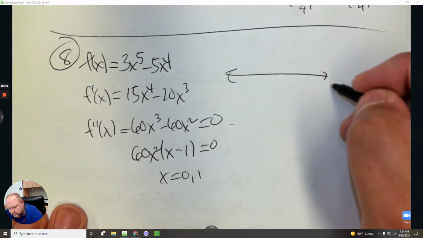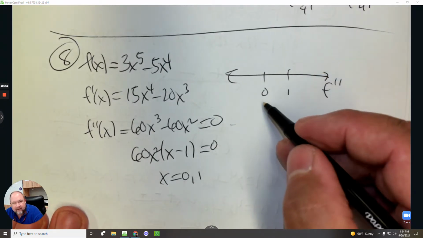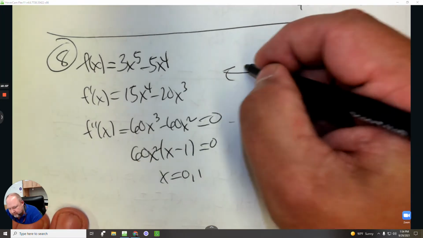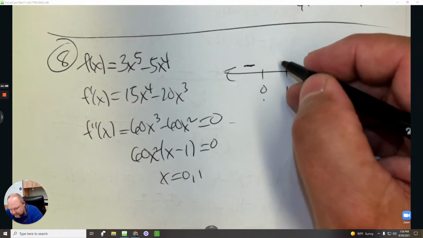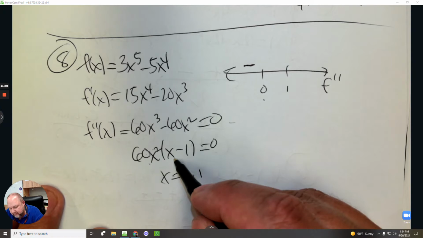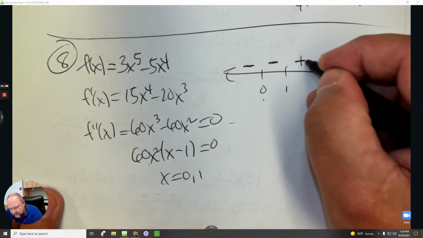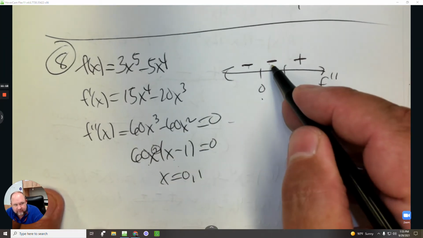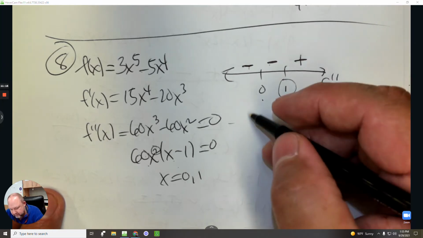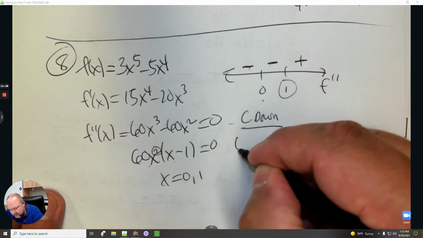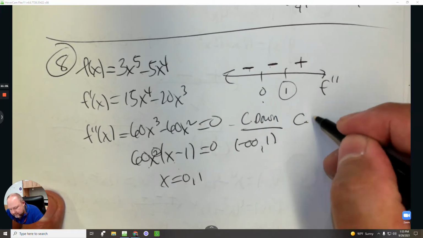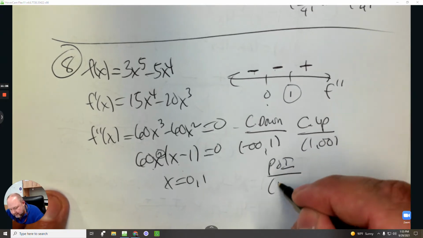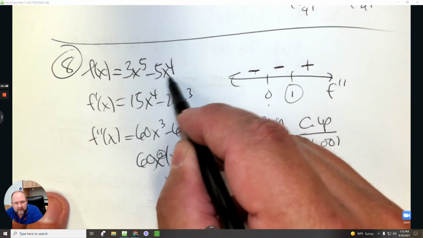So when I do a second derivative number line for 0 and 1, if I plug in a negative number, I get a positive times a negative, which is negative. If I plug in a half, I get a positive times a negative, which is negative. And then if I plug in a number bigger than 1, it's positive. Notice the even multiplicity keeps the sign the same. So we have a point of inflection right here. So it's concave down from negative infinity all the way to 1. It's concave up from 1 to infinity. And then the point of inflection only at positive 1. And if I plug positive 1 in, I get negative 2.